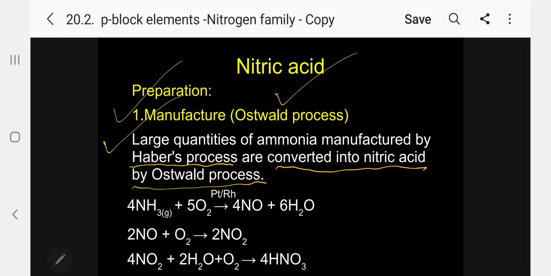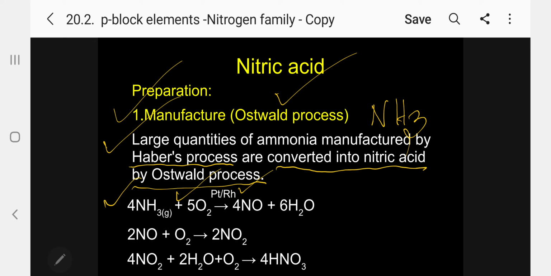Kindly follow. That means we are preparing from ammonia. That is, from ammonia, nitric acid can be prepared. That is the most important. First one. So, 4 moles of ammonia react with 5 moles of oxygen in the presence of a catalyst, platinum and ruthenium.